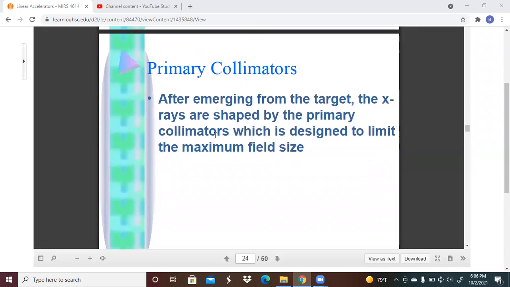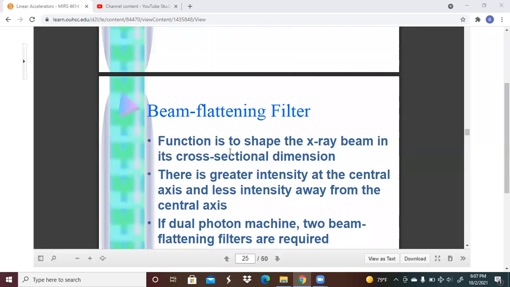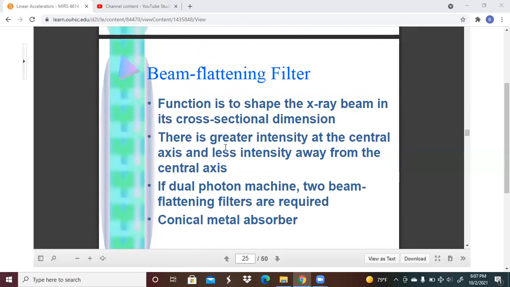Then you have the primary collimators. After emerging from the target, the X-rays are shaped by the primary collimators, which are designed to limit the maximum field size. Then you've got the beam flattening filter. Its function is to shape the X-ray beam in its cross-sectional dimension. There is greater intensity at the central axis and less intensity away from the central axis. If you've got a dual photon machine, 2 beam flattening filters are in fact required. Conical medical absorber is also there.